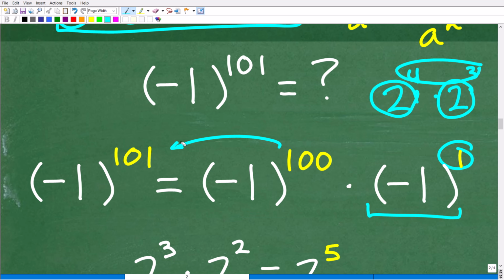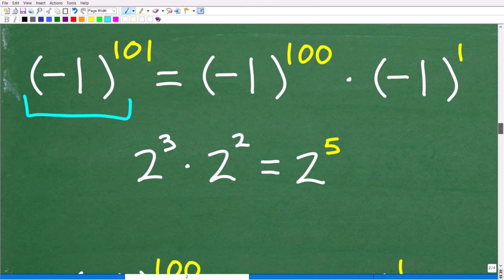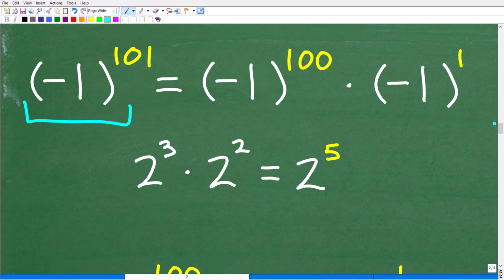Now, why would I break up the problem or write it as a product of two separate factors? Why would I do that? Well, because I'm going to use a little math trick here that you're going to need to know. It's a technique that maybe some of you have never thought of, but it's a great technique, and you will need to use it in your algebra studies. All right, so just to make this rule clear, when we're multiplying powers with the same base, I have 2 to the 3rd power times 2 to the 2nd power.